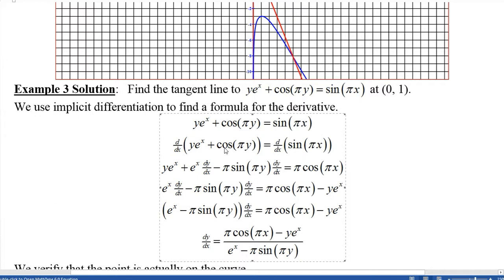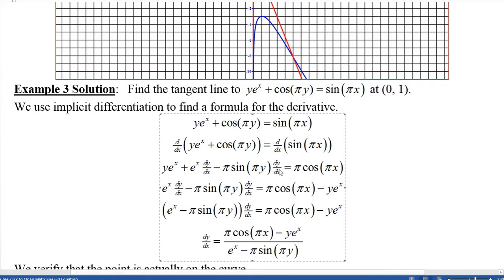So cosine of, say, w, the derivative of cosine w is the opposite, so that plus becomes a minus, sine of the w, pi y, times the derivative of the w. The derivative of pi y is pi times the derivative of y.